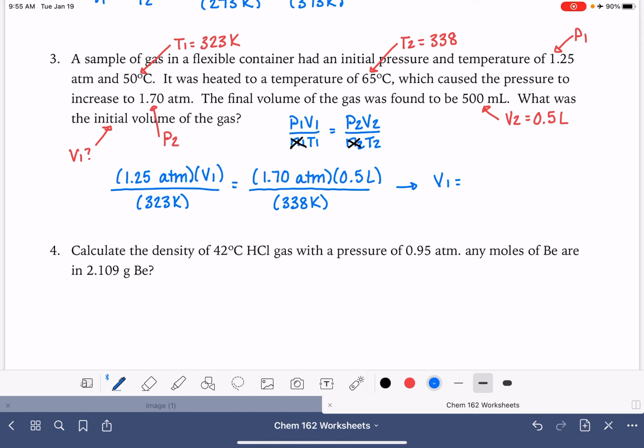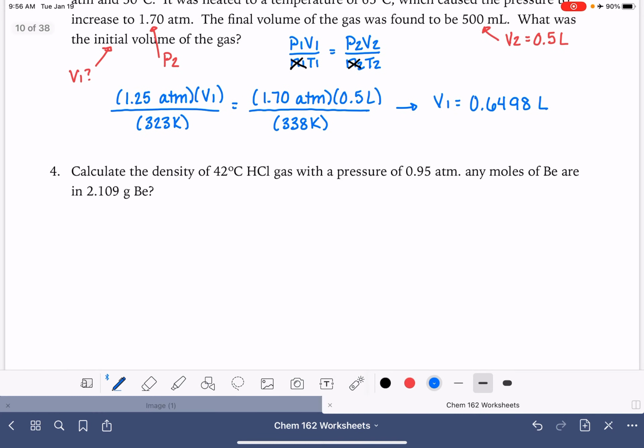I'm going to do all the math on the right-hand side first. 1.7 times 0.5 divided by 338. And then I'm going to take that number and I'm going to divide it by the right-hand side. 1.25 divided by 323. And I get an initial volume of 0.6498 liters.